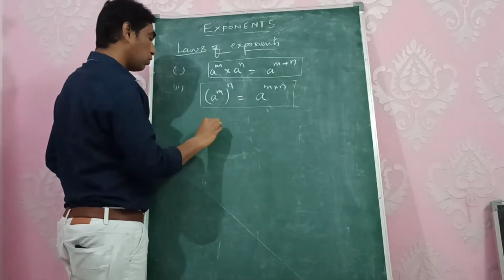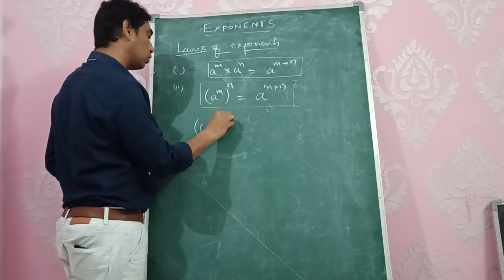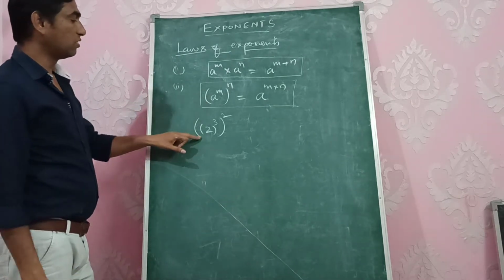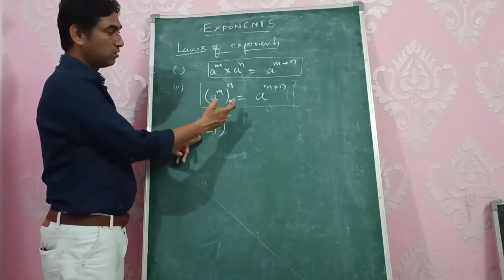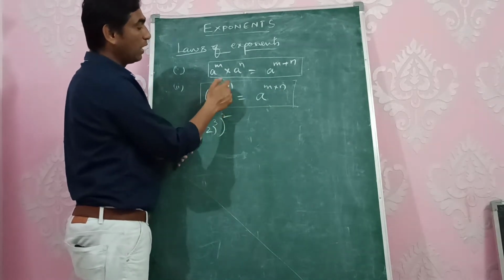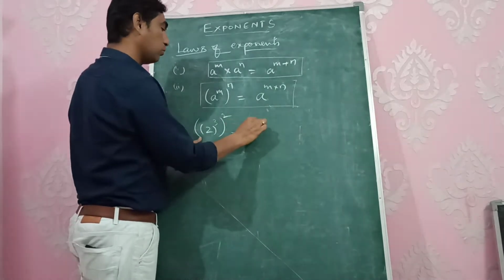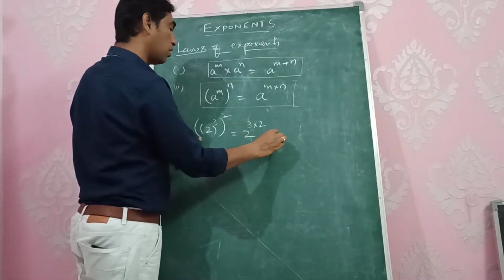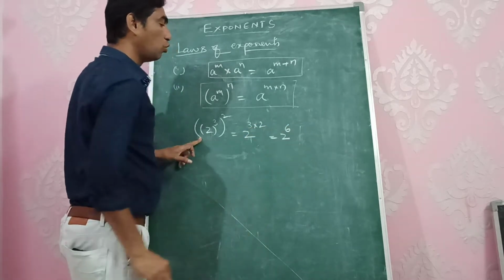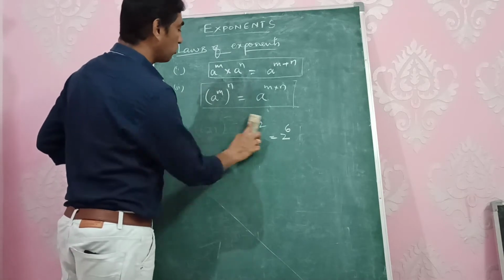Let me explain this law of exponents with a clear example. See here, a simple question I am taking: 2 power 3 whole power 2. According to this law of exponents, we need to multiply the exponents, m into n, that is 3 into 2. So you are going to get 2 power 6. This is the example for this. Now we will move on to the next one.